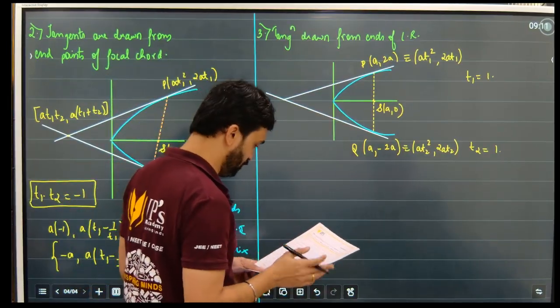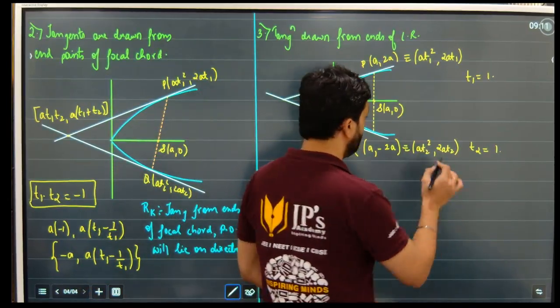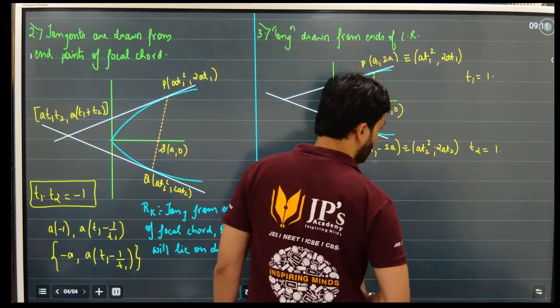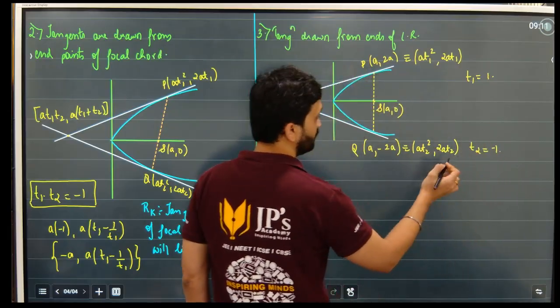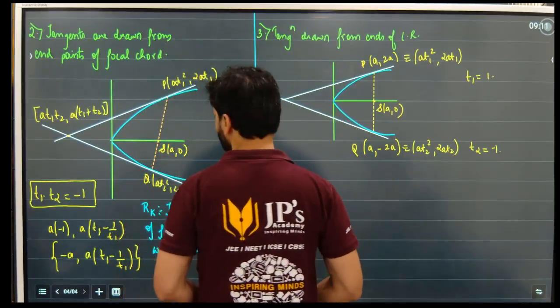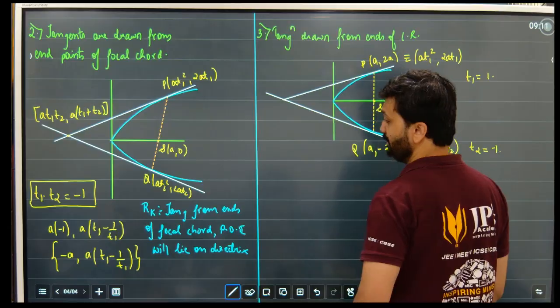Now, since I have got t1 is equal to 1, and t2 is, this is minus 2a. Sorry, this is minus 1. Sorry guys. 2a t2 is equal to minus 2a, so t2 is equal to minus 1. Now this satisfies this condition also, t1 t2 is equal to minus 1.